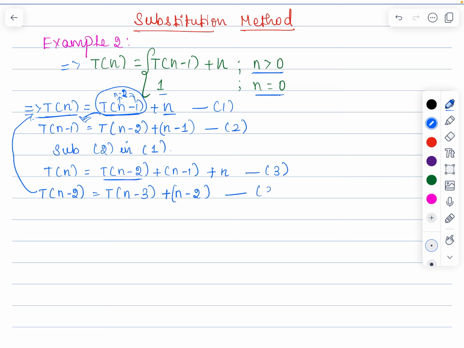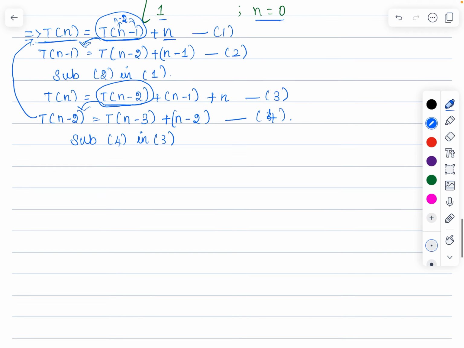So you know what T of n minus 2 is, right. Now in the place of T of n minus 2, you can substitute this equation 4. Substitute equation 4 in 3. T of n equals, now you know T of n minus 2 is T of n minus 3 plus n minus 2, and already in T of n there is n minus 1 plus n. So write n minus 1 plus n. This is going to be our equation 5.